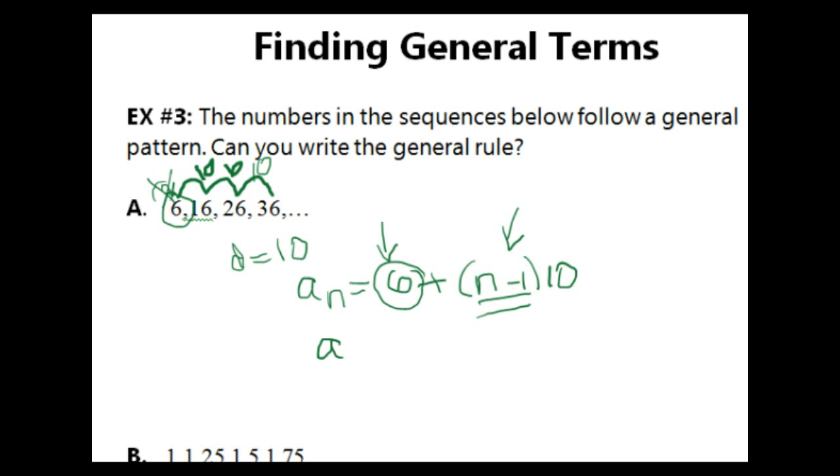Another way we can write this, if we look at the relationship between the term and its placement with n, is that a sub n can also equal 10 times n minus 4. So I have 40 minus 4, 30 minus 4, 20 minus 4, and 10 minus 4. This is another form of how you can write a general pattern for an arithmetic series.